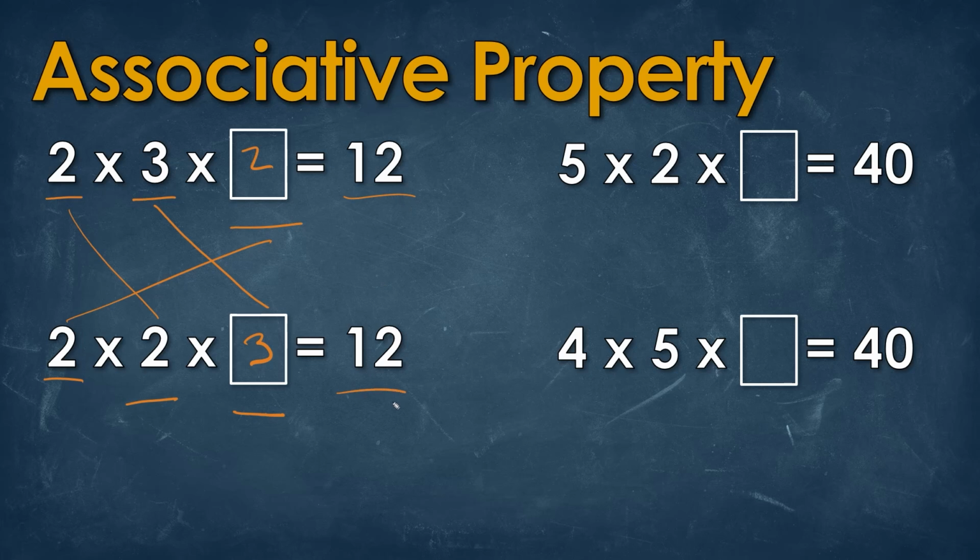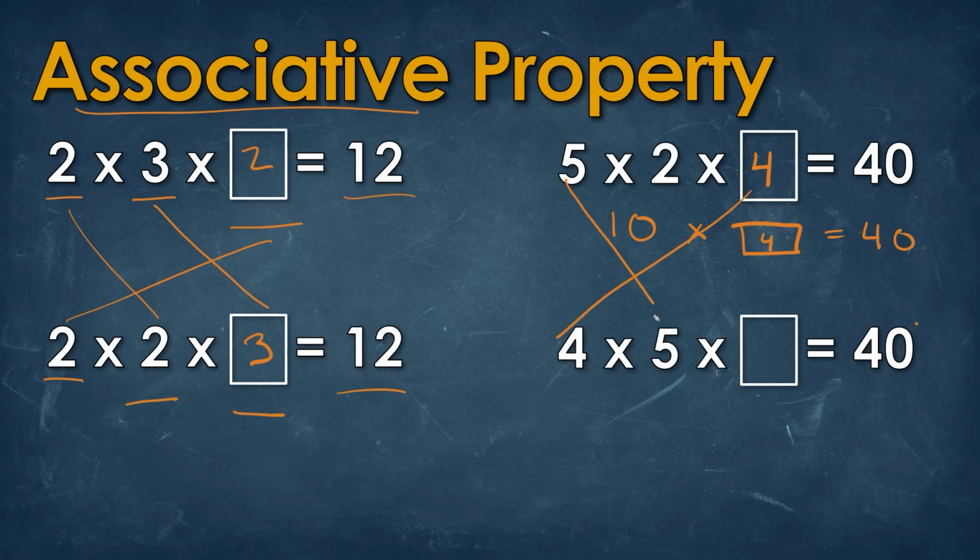So now let's take a look over here on the right. We have 5 times 2 is equal to 10. Now 10 times something is equal to 40. And if we take a look at our multiplication table, we know that that's going to be 4. So we can put a 4 here. Well, look, we got 40 and 40. We're talking about the associative property. We got our 4 here, got our 5 here. So that must mean that we can put our 2 here.